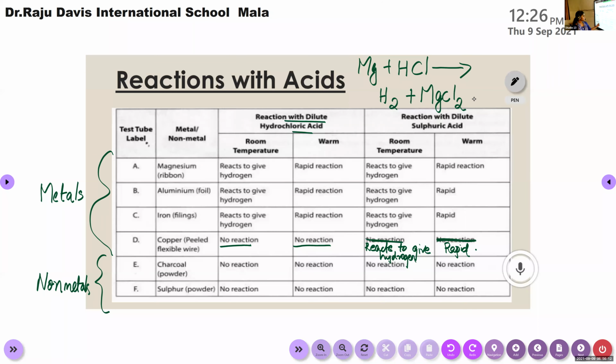And in the case of non-metals, there will be no reaction. When you bring a burning matchstick towards the mouth of the test tube, there will be no change because hydrogen is not produced there. Okay. That's it.